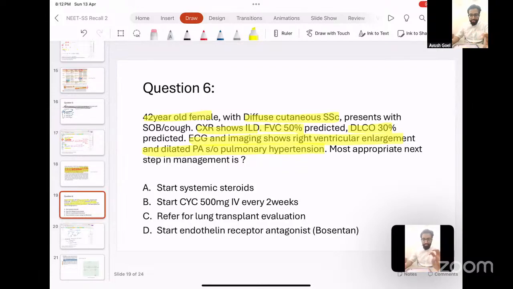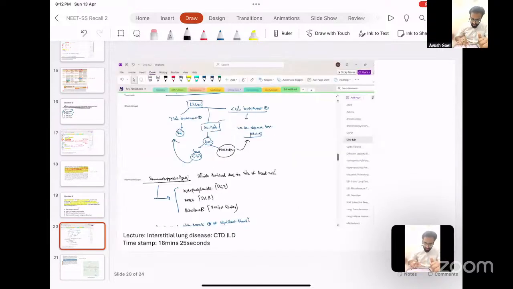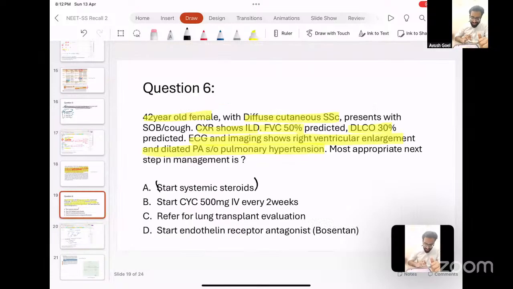So we have a patient of diffuse cutaneous systemic sclerosis with an FVC value of 50%, and the patient is also having PAH. The question is, what is the next most appropriate step? Let us see one option by one. The first option is start systemic steroids. We all know that systemic steroids are not used in patients with systemic sclerosis, the reason being the risk of renal crisis. So we can discard this option.